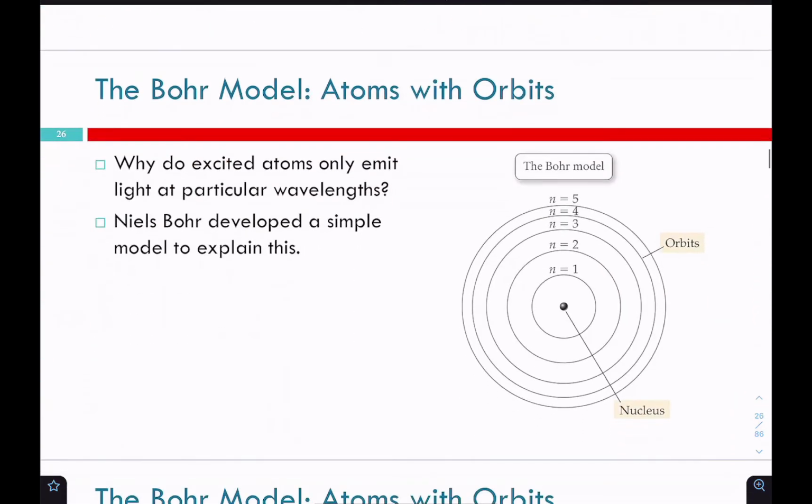So the question then, of course, is why do they emit just certain frequencies of light? Why does hydrogen just emit a few? Neon has a ton. Mercury even has a lot. So Niels Bohr developed the Bohr model. And he came up with this idea that there are orbits. These orbits are, as I could not draw, perfectly circular paths around the nucleus.